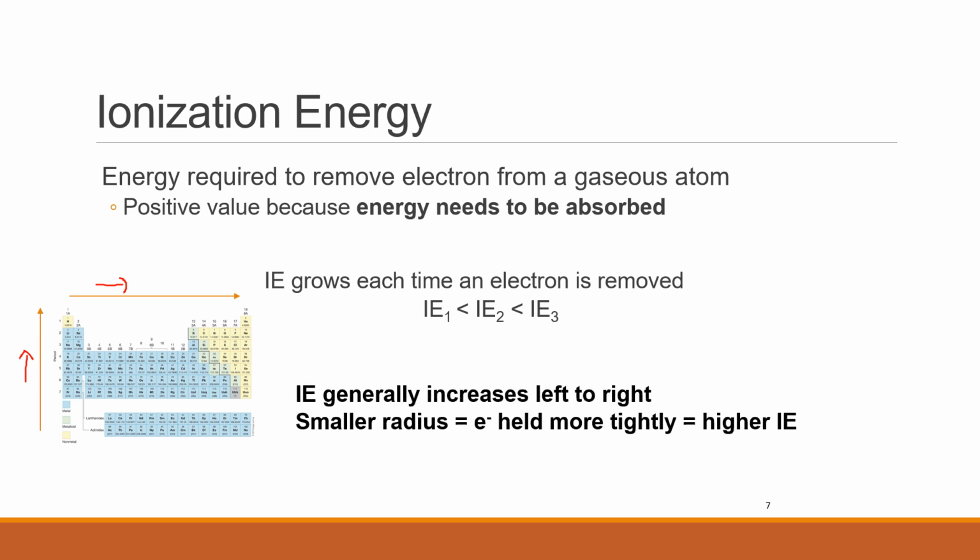Now, as I said a moment ago, the ionization energy increases from left to right across a periodic table, and this is due to a smaller radius. And the reason that the radius is smaller as we go across a periodic table is because those electrons are held more tightly. And since they're held more tightly, it takes more energy to pluck them off.